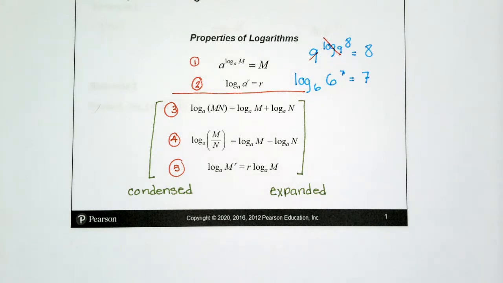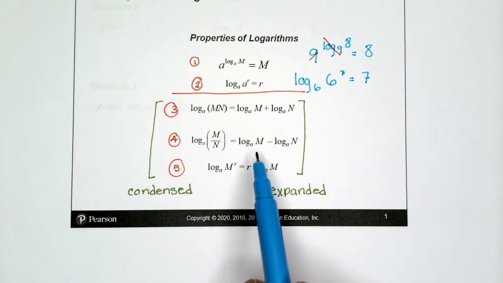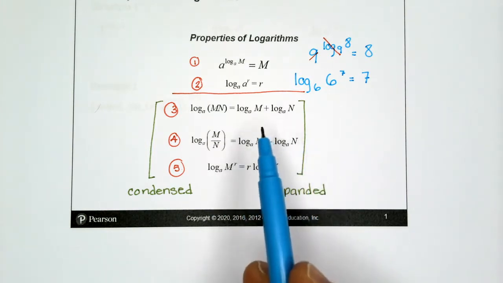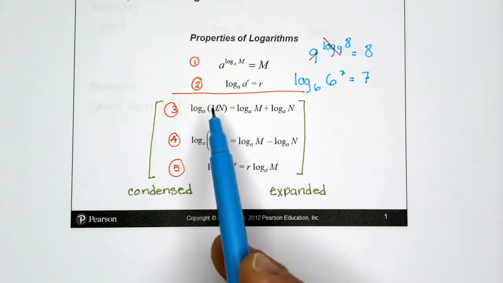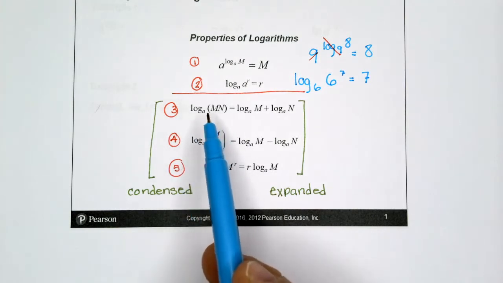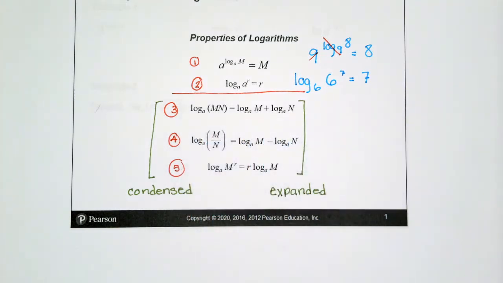So number 3 says, when you have a log of things being multiplied, if you have a product, right, you can expand it by taking the log of each individual part being multiplied and then adding those together. And it doesn't matter if you have 2, you can have 3, you can multiply as many different ones together as you want. You can make that as long as you would like, okay?